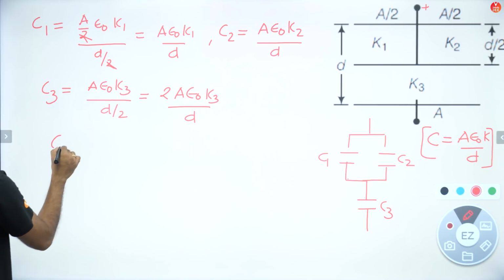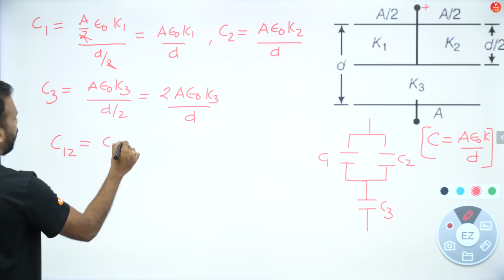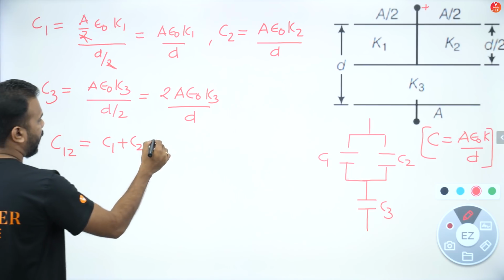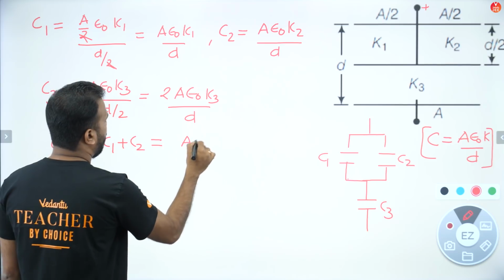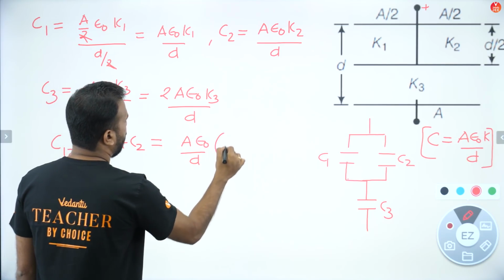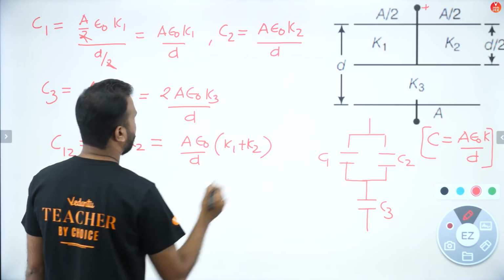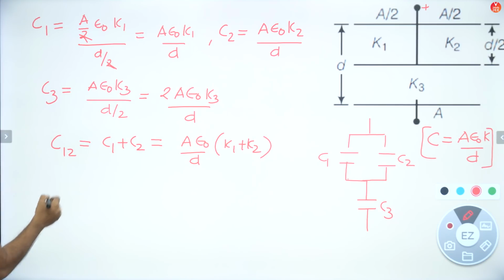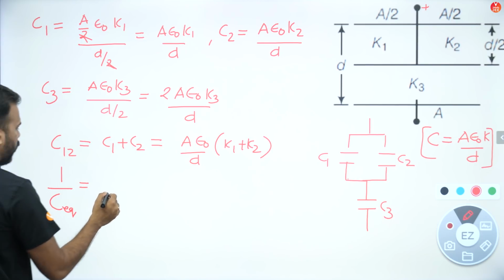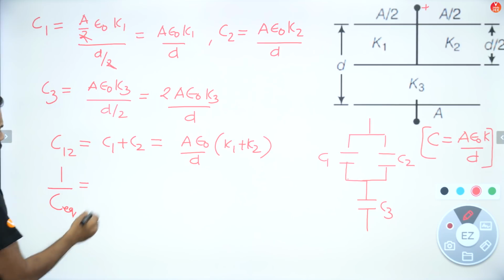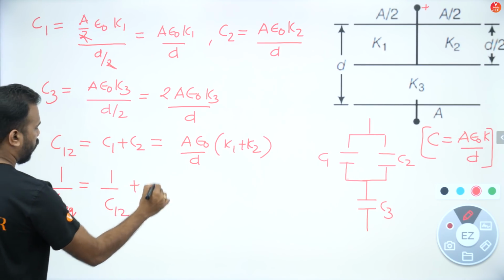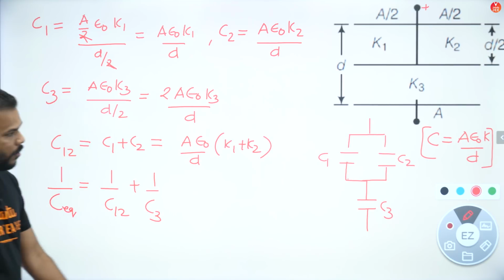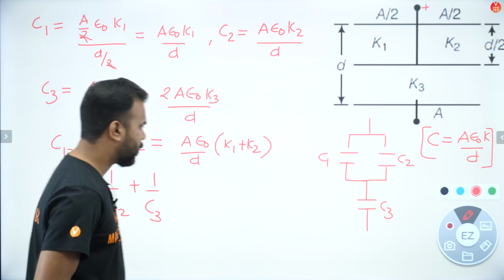So first, if I calculate C12, that will be C1 plus C2, because the capacitors are connected in parallel. You can see that in the circuit diagram. So what we'll have is A epsilon naught by D times (K1 plus K2) as the equivalent capacitance. And now when you go for the effective equivalent of the circuit, 1 upon C equivalent will be equal to 1 upon C12 plus 1 upon C3. Why? Because their equivalent is connected in series with C3.